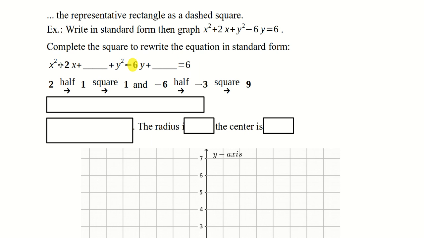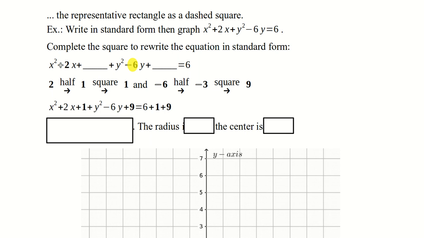We're going to add the squares to both sides, and we're going to use the halves to factor. So here we are adding the squares to both sides. So the square of the linear x term is 1. We're adding a 1 to the left side, and we are adding a 1 to the right side. The half of the linear y term is negative 3. The square is 9. We're adding 9 to the left side, and we're adding 9 to the right side.